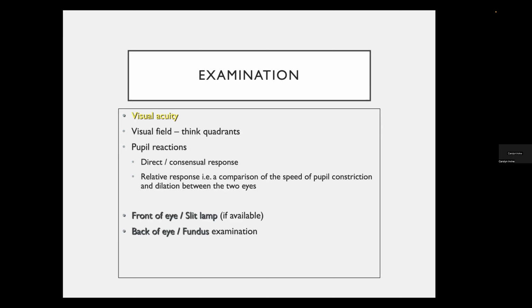And that could be why the vision's not so good. So it's a relative response. It's a difference in speed between the constriction of the two pupils. Only really by the time you've got to that point, think of the front of the eye.